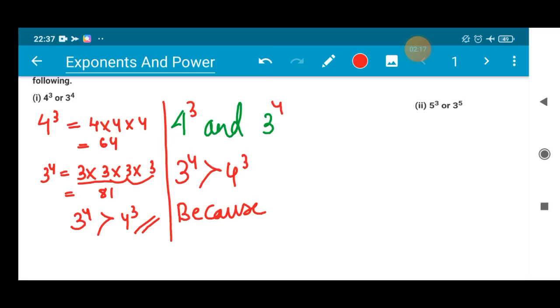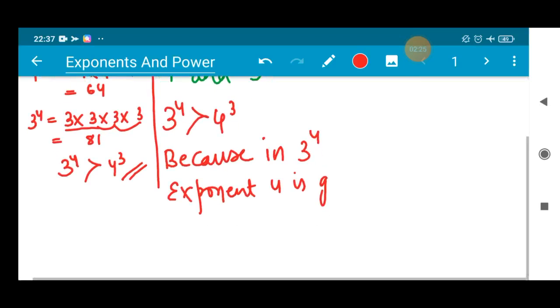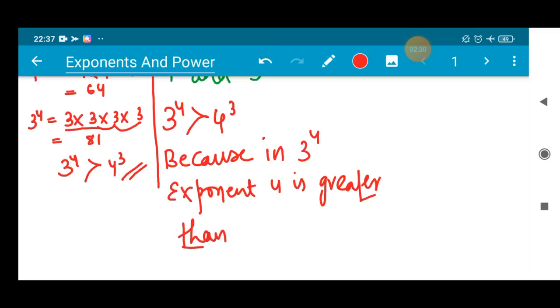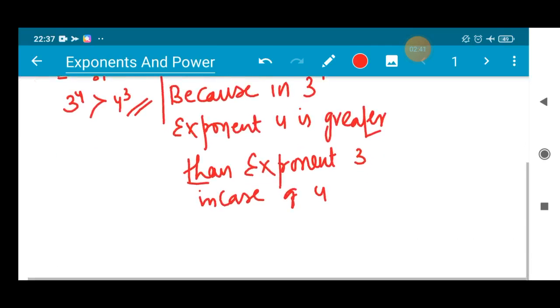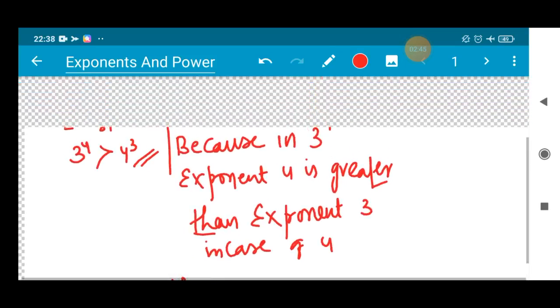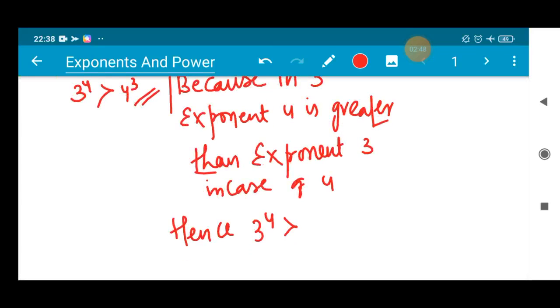Okay, so because in 3 to the power 4 the exponent 4 is greater than exponent 3 in case of 4 cube, hence we can say that 3 to the power 4 is greater than 4 cube.